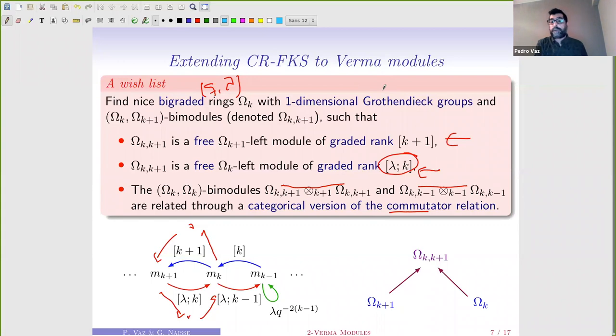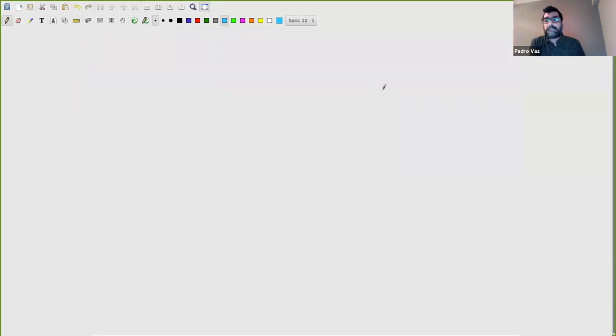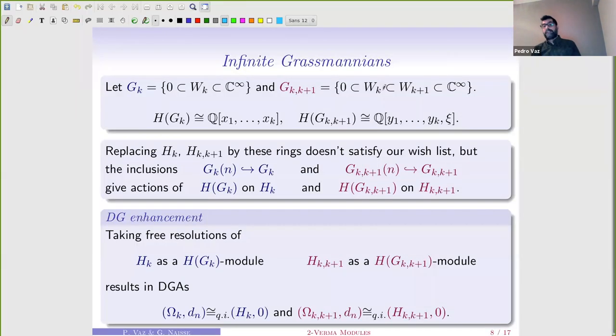You are going from V_n to some Verma module, which is infinite dimensional. So the first thing we are tempted to do is to look at Grassmannians inside C^infinity, and the same for the partial flag manifold. These cohomologies are very easy, they are just free polynomial rings generated by Chern classes.